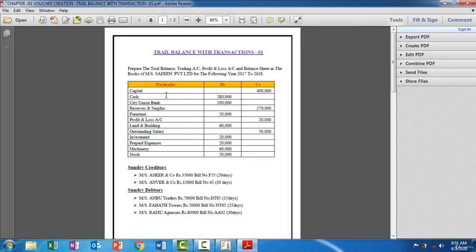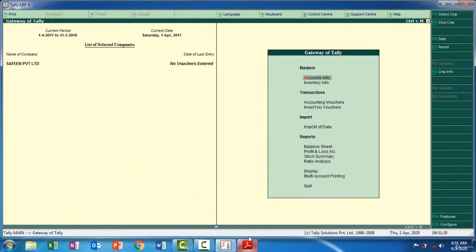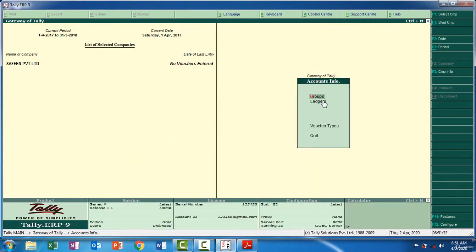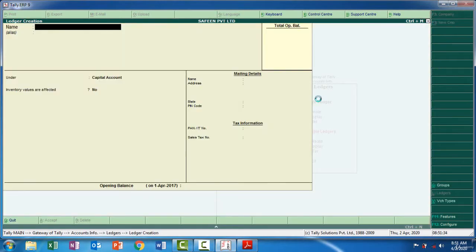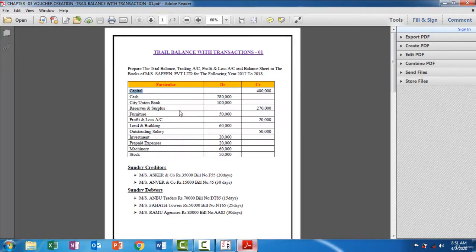So the first one, the capital 400. I'm going to go to the accounts info, ledger, single ledger creation. I'm going to type capital. It is coming under the capital account. The amount is 400,000 credit.